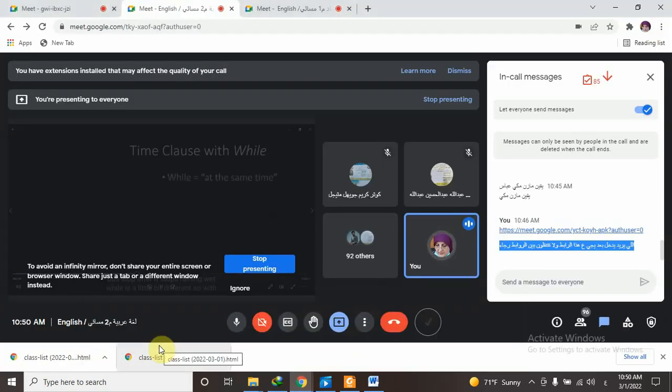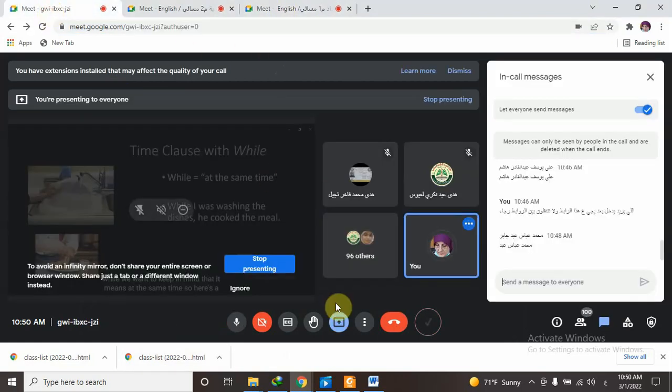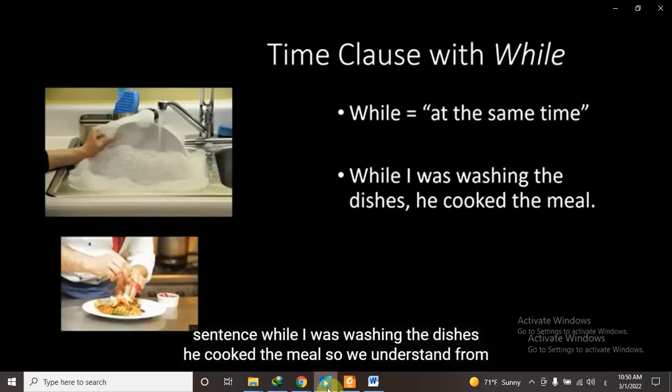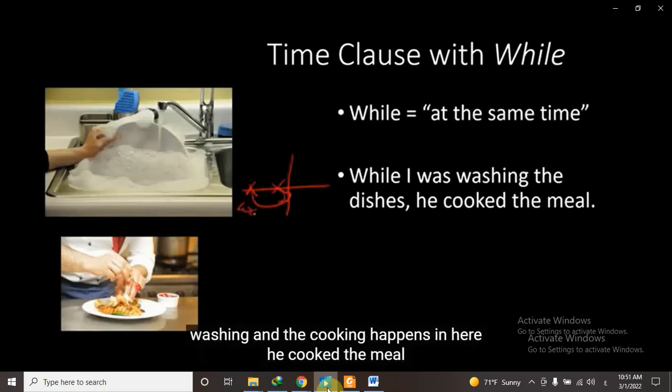While is a little bit different. With while, we want to keep in mind that it means at the same time. So here's a sentence. While I was washing the dishes, he cooked the meal. We understand from this sentence that in the past tense, we have one action happening here, washing, and the cooking happens in here. He cooked the meal.